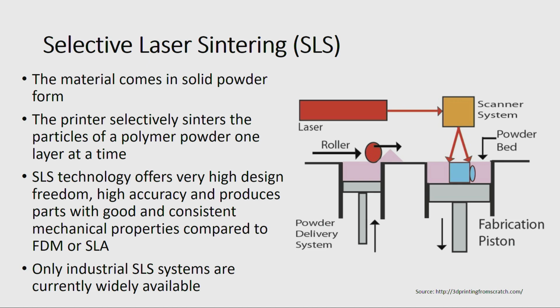In this method also the 3D printing is happening by solidifying the powder layer by layer, and one of the main advantages of SLS technology is it offers very high design freedom and high accuracy, and produces parts with good and consistent mechanical properties compared to the previously discussed FDM or SLA.